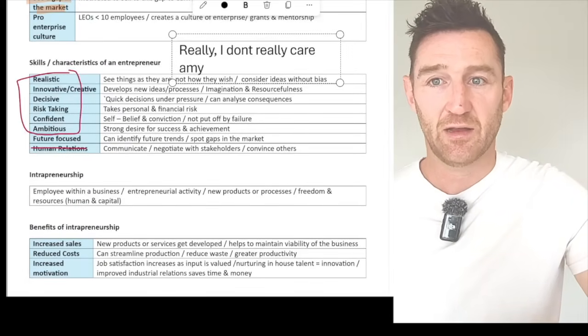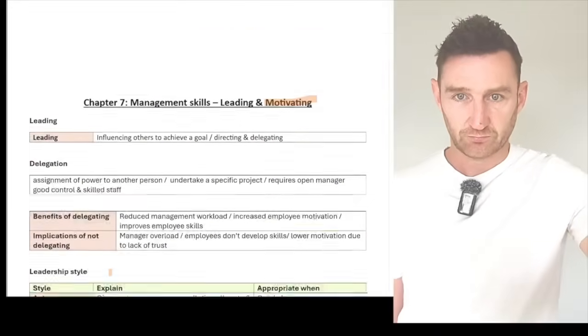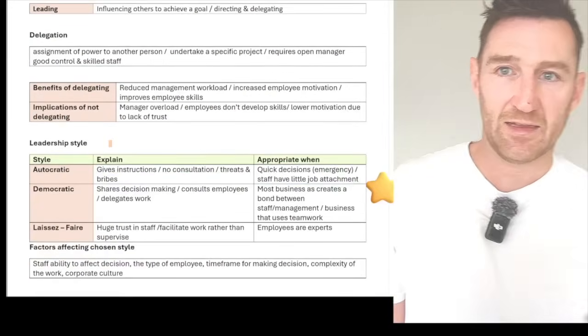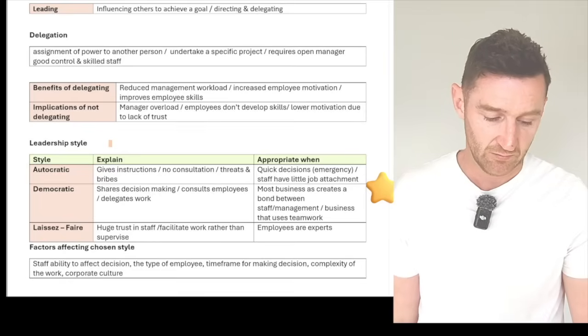That's kind of it. That is it for Unit 2, really. Moving on to Unit 3, so looking at management skills. If you want to open up the Unit 3 ones there. Any questions on that Unit 2 stuff?